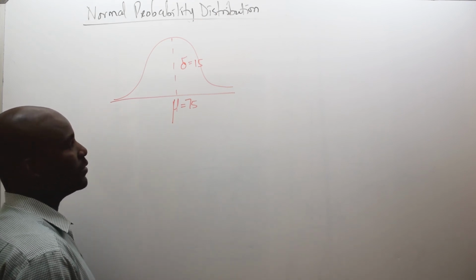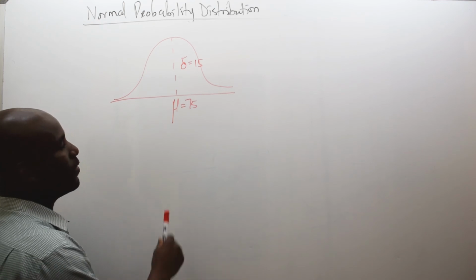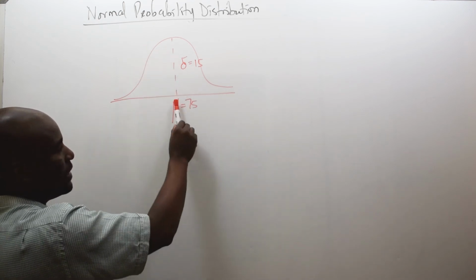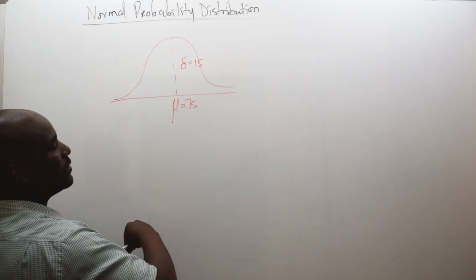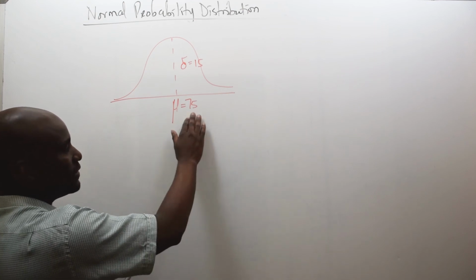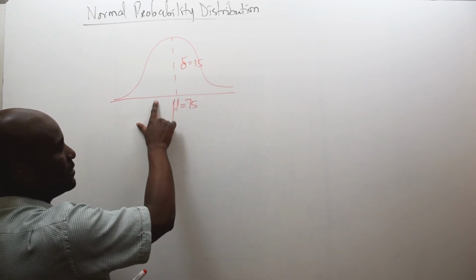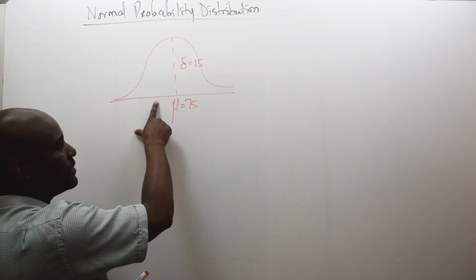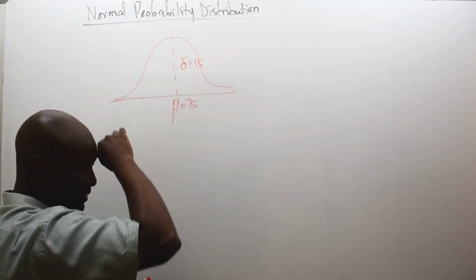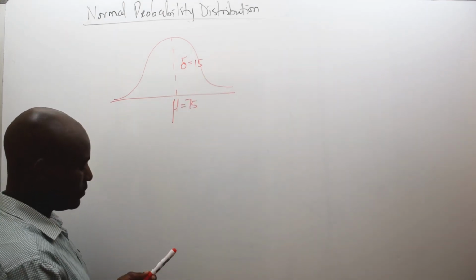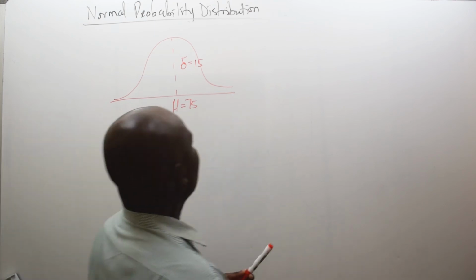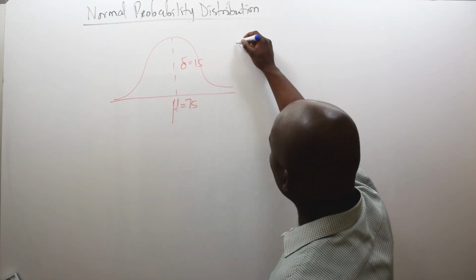So the question is asking, what proportion of people would spend less than an hour? Where is the hour? Is the hour this side or that side? Remember, this is an average of 75 minutes. So 60 minutes is somewhere this side. So you're going to see that when we calculate, our z is going to be negative. So put in your z formula.